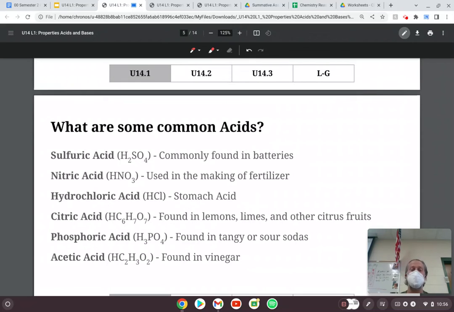Nitric acid, also a super scary acid in my opinion by itself, is used to make fertilizer. Hydrochloric acid, that's your tummy acid.